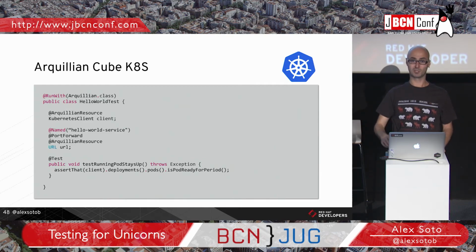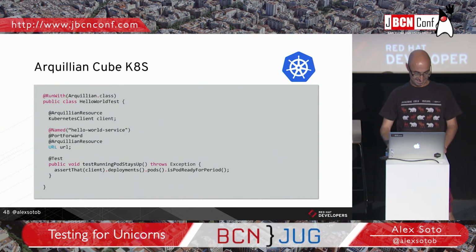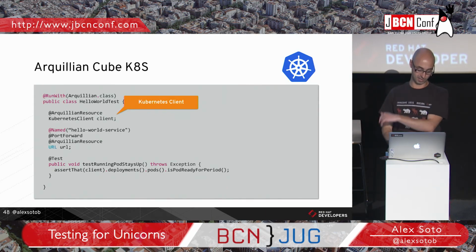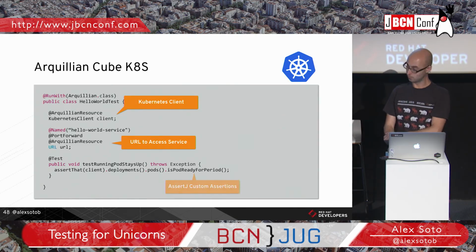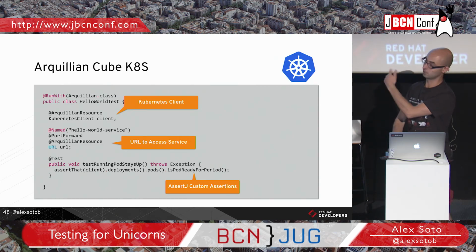There are some guys responsible over there about this. And yeah, it's basically the same as Docker Compose, but instead of using Docker Compose, you're using Kubernetes. So you have your kubernetes.json there. You can inject your Kubernetes client. You can inject even the URL to connect to a service. And then you can even use AssertJ custom assertions for checking if the pod is ready or not.